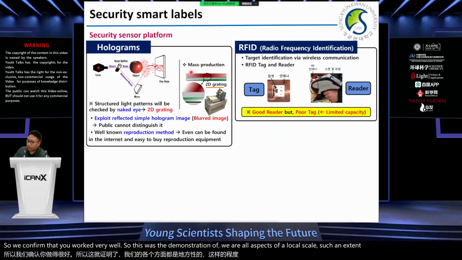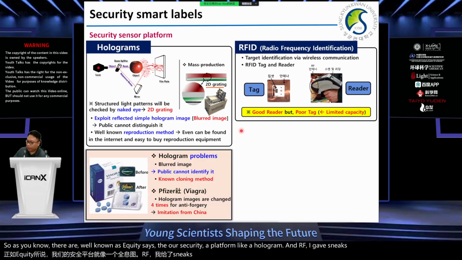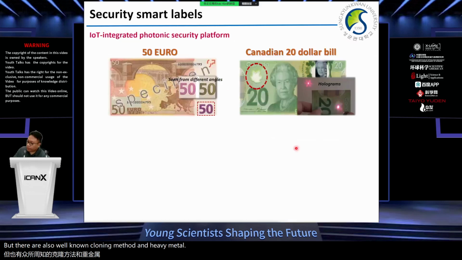The final example of liquid crystal-based metasurfaces is a security smart label. As you know, there are well-known security platforms like holograms and RFID techniques, but there are also well-known cloning and hacking methods. But if you look at those bills, there is a photonic structure. So this is a more advanced security platform.